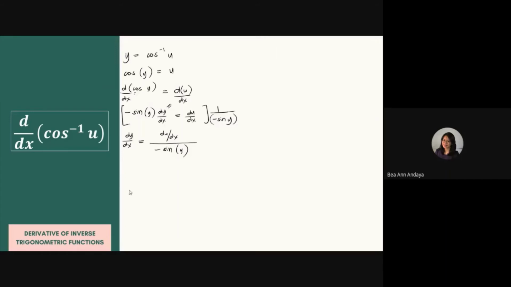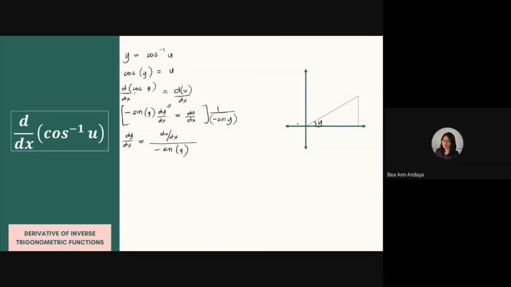Or pwede namang as a whole, this is already a negative du all over dx divided by the sine of y. And again, we want to transform this equation in such a way that the variables are familiar and you will not be using this inverse cosine of u here para doon sa y na value. So again, we are going to make use of the Pythagorean Theorem wherein this is the y dito sa ating function.